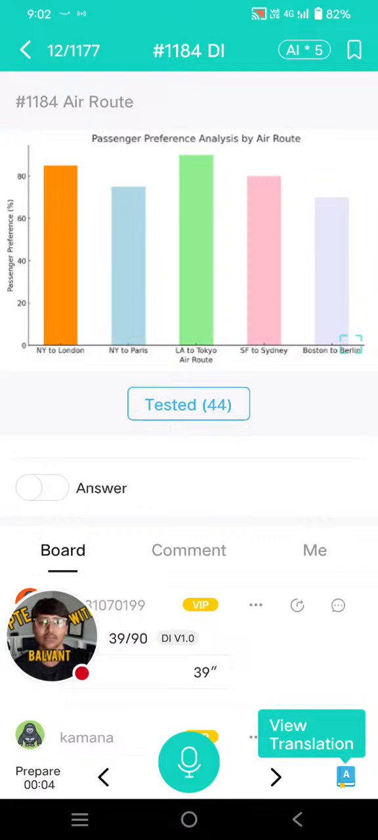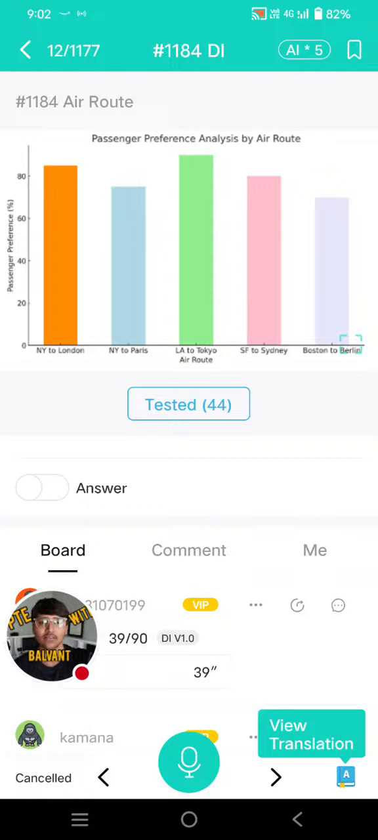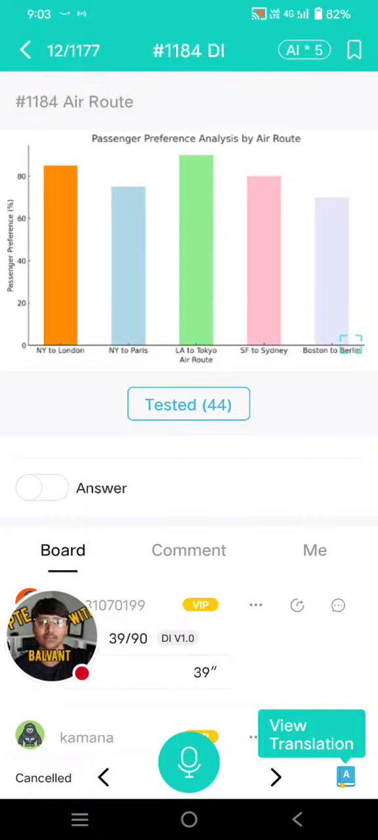Many routes like New York to London, New York to Paris, Los Angeles to Tokyo, San Francisco to Sydney, Boston to Berlin are also highlighted in this image, right? You have to speak the highest value like 80, and the lowest value will be 0, right? You just have to pick the right amount at the right time with the right fluency, with the right pronunciation. Okay, Pearson Academic will not just consider the speed, it will see your pronunciation level plus fluency level of the speaking, right?